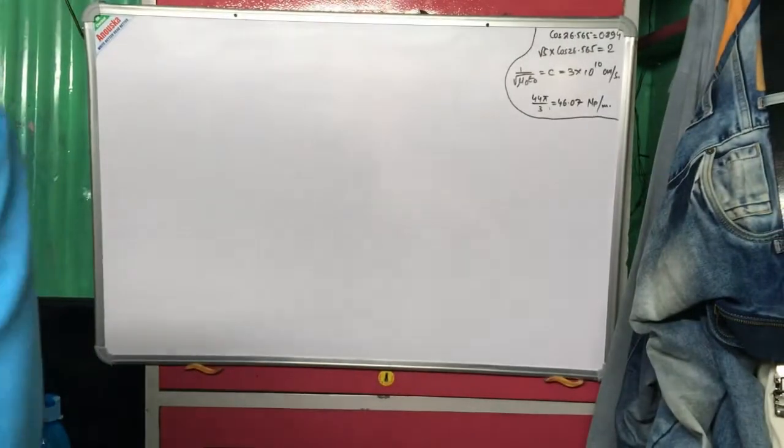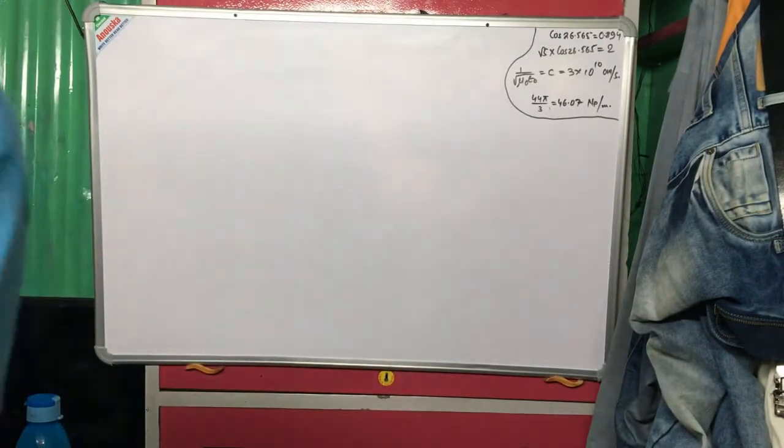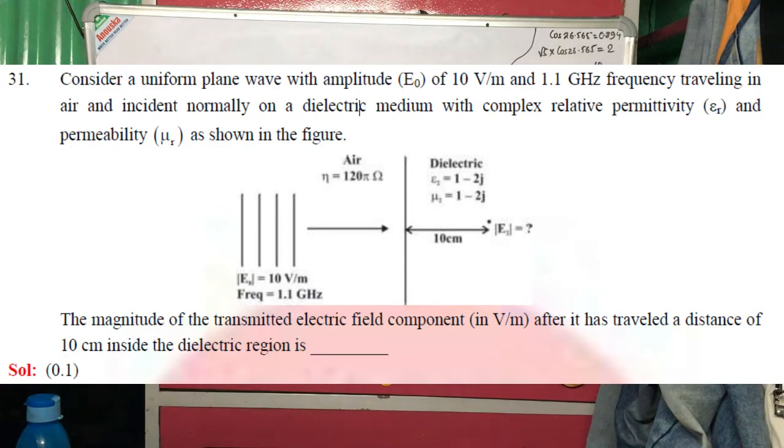Hello friends. So now I'm going to solve a previous year GATE problem, that is from GATE 2015. As you can see, consider a uniform plane wave with amplitude E naught of 10 volt per meter and 1.1 gigahertz frequency traveling in air and incident normally on a dielectric medium with complex relative permittivity epsilon r and permeability mu r as shown in the figure. So you can see from the figure, okay.